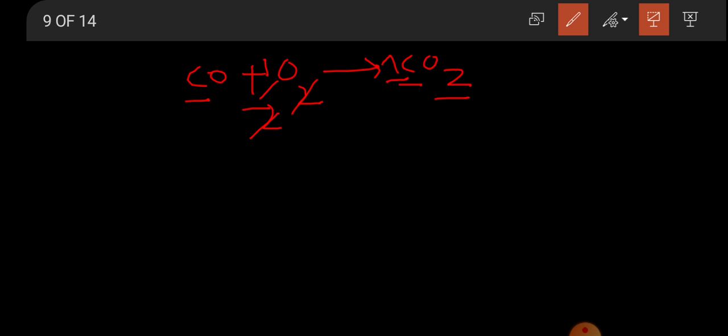So B part is diamond, that is carbon. When you burn carbon or diamond in the presence of oxygen, then you will get carbon dioxide. This equation is already balanced.